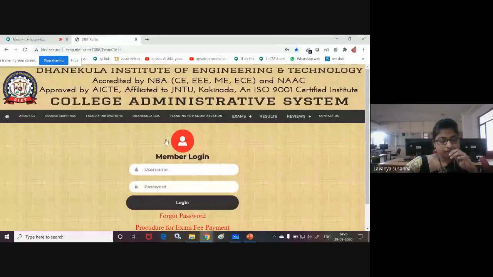See, for example, this is the software you need to develop. What is the software? Information system of a college. Now see, if you want to use the functionalities, first you need to log in, right? To log in there are some set of actions to be performed, right?